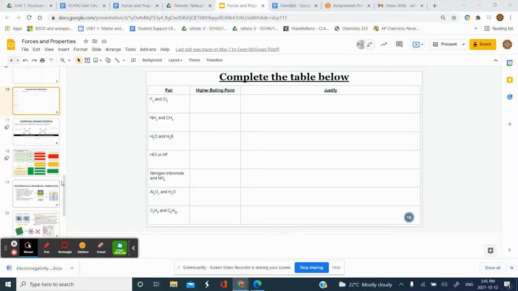All right, in this video, we're going to take a look at the property of solubility and how it is determined by intermolecular forces. So in the last video, we had done this table to look at boiling point property and how it can be explained by intermolecular forces between molecules.